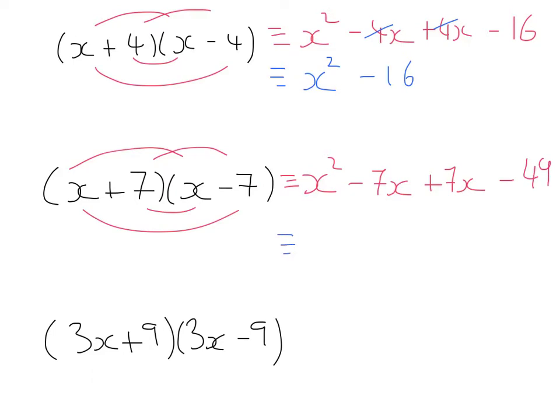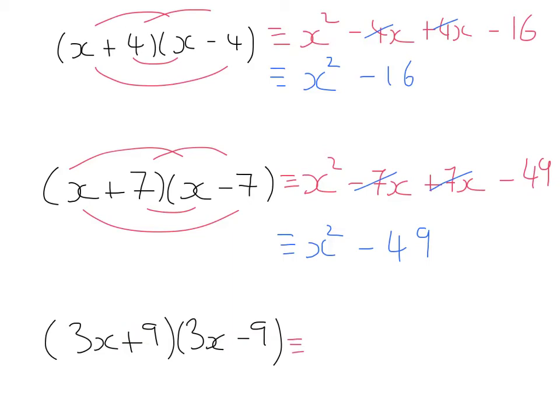And now again, if I try to simplify this, negative 7x and positive 7x are just going to cancel out, they're going to add up to 0. So I'm just left with x squared subtract 49. In this final example, the only difference is now the coefficient of x is bigger than 1. So we can see a number written in there. But importantly, it's the same number in both brackets. And we have the same constant term in both brackets. And again, one of them's positive and one of them's negative.